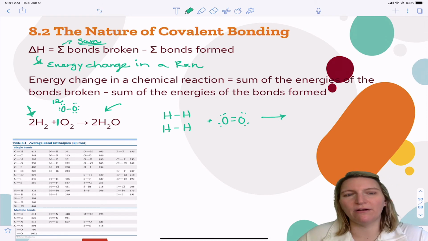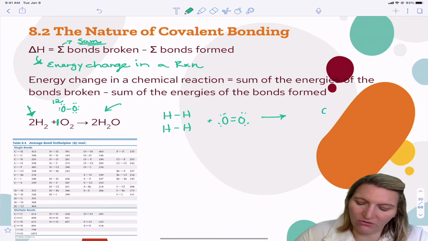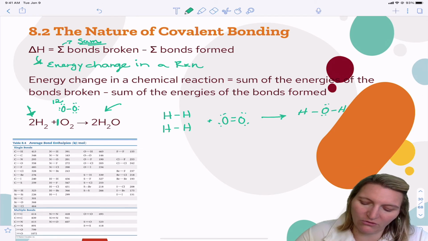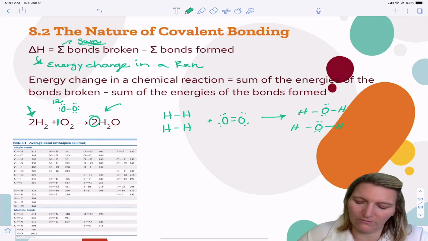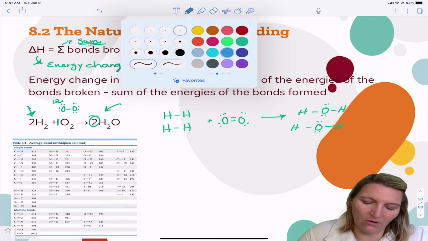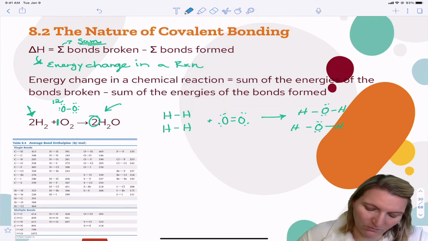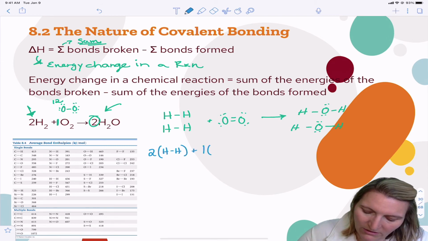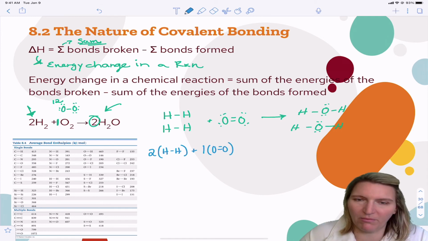And then water. Water has 8 valence electrons. I use 4 to make the bonds. That means I have 4 left over and they go on the central atom. And again, because there's a coefficient of 2, I'm going to draw that molecule twice. Now, I go for the sum of the bonds broken. So that would be 2 times a hydrogen-hydrogen single bond and 1 times an oxygen-oxygen double bond, right?